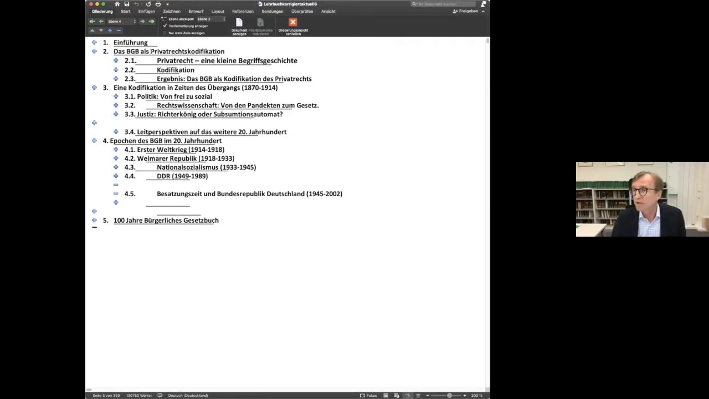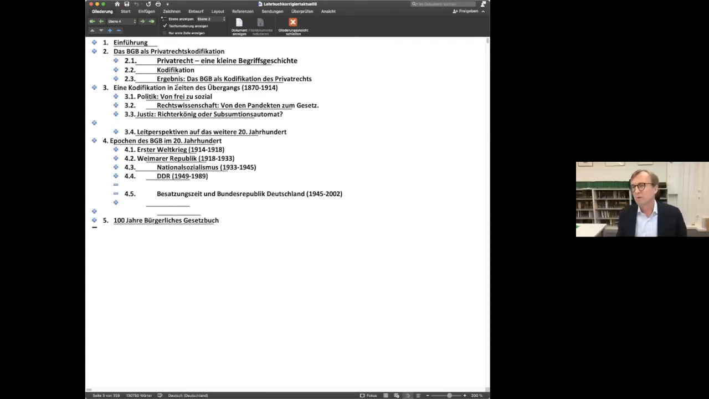Is the Bürgerliche Gesetzbuch a private law codification? That means private law and then codification, simply, okay? Then I say, okay, what happened in the 20th century with this codification? This is not a question. What happened in the 20th century can mean everything. It's not a precise question.